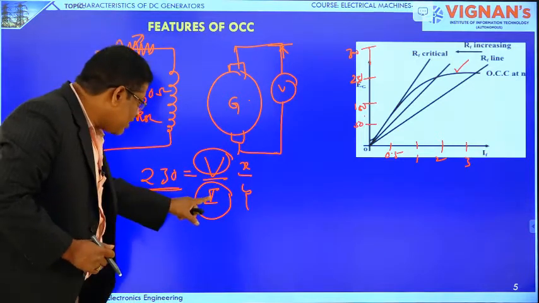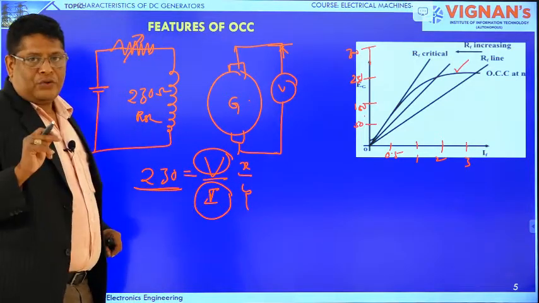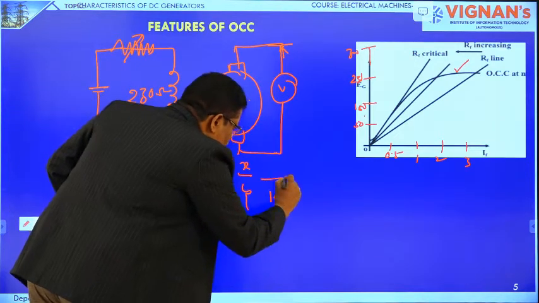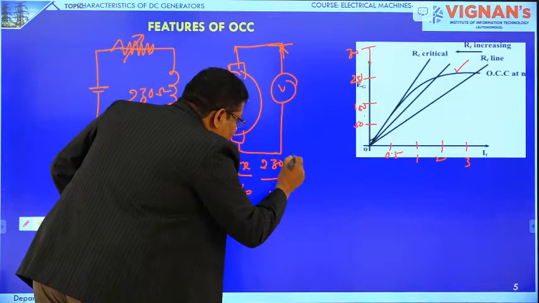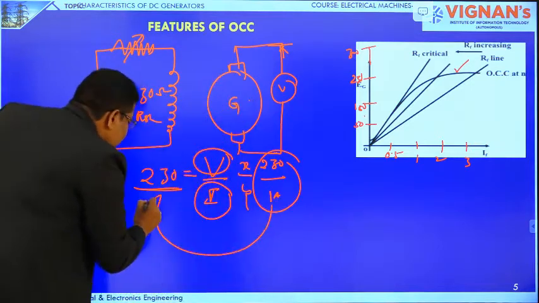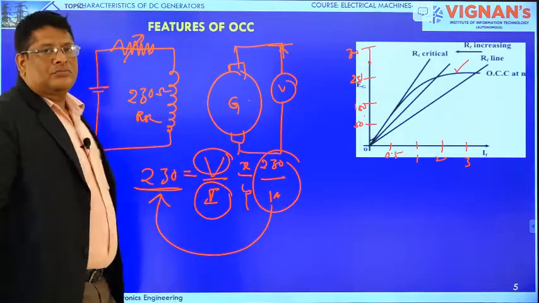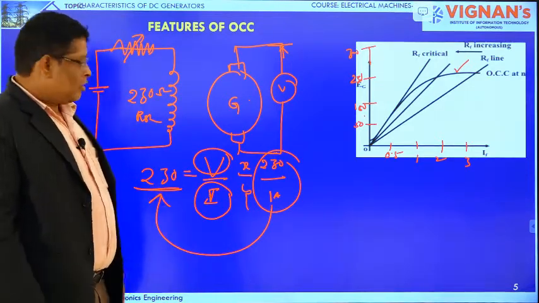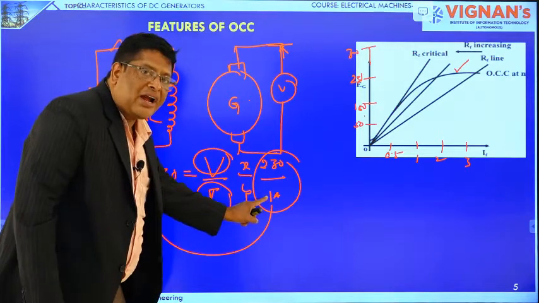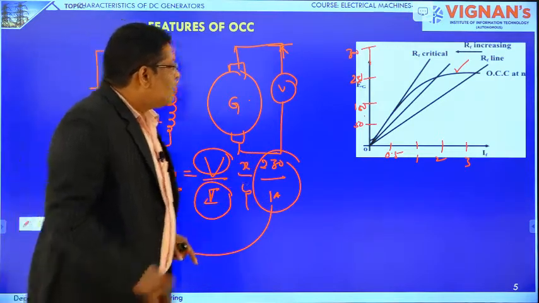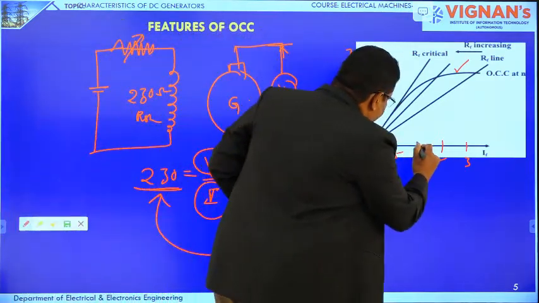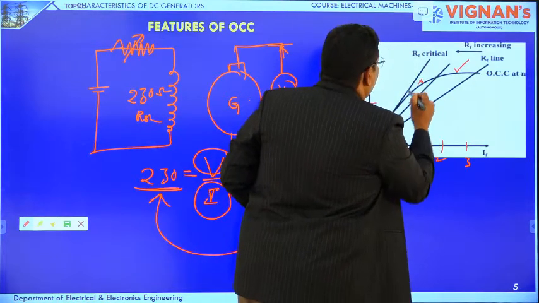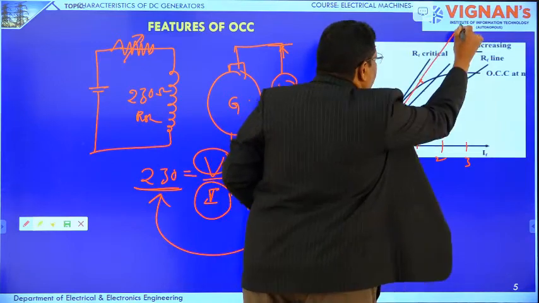Suppose you take the current value as 1 ampere, the voltage should be 230, then only this value becomes 230 ohms. The current value is 1 and the corresponding voltage is 230. Now we have to identify this point, 1 ampere of current and 230 volts. So in this manner, we have to draw a line.